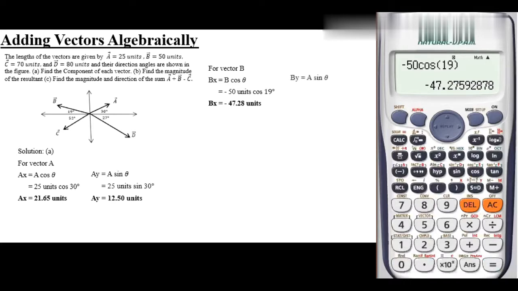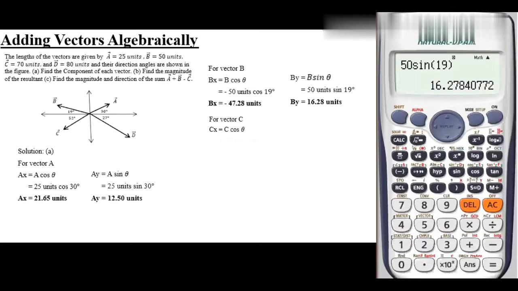For By, By is equal to B sine theta. Substitute the values. That is equal to 50 units sine 19 degrees. Plug in the values. We have 50 units sine 19 degrees. By is equal to 16.28 units.